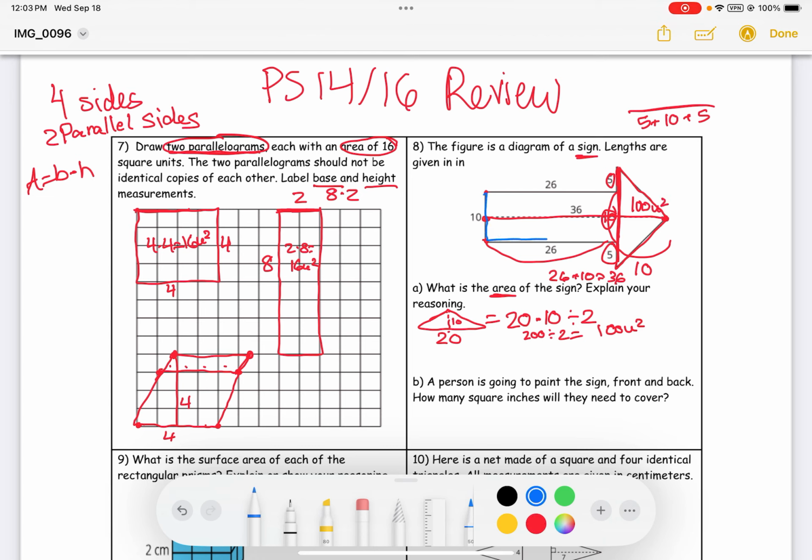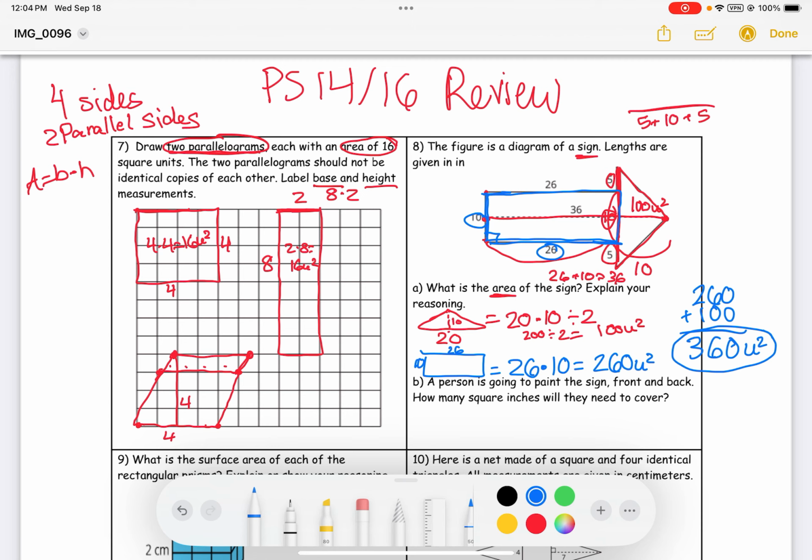Now let's look at the rectangle. So I see the base is 26 and the height is 10. Don't look at the other numbers, because we just need to know the base and the height. So if it's 26 by 10, to find the area of that, you just multiply the base times the height, which is 260 units squared. So I'm going to do 260 plus 100, which gives me 360 units squared for question A. That's the area of this figure.